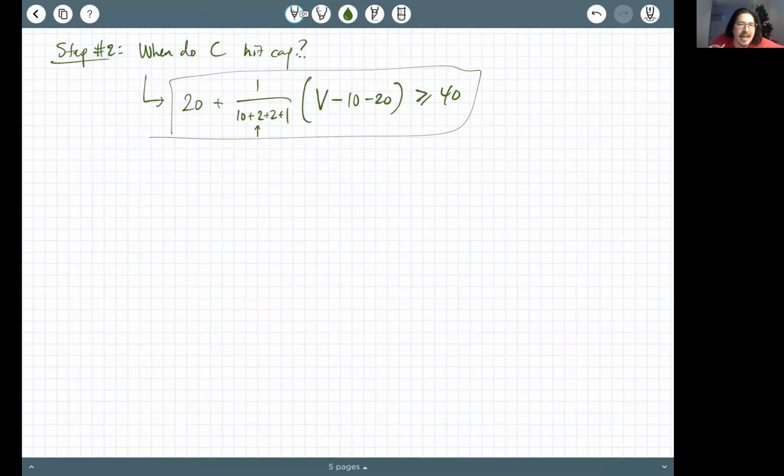First one assumed A had not converted. This one now assumes that A has converted because we now know from step 1 that A will already have converted. So now we solve this equation that gives us 20 times 15, 330. So we know that C is going to hit their cap at 330 million.